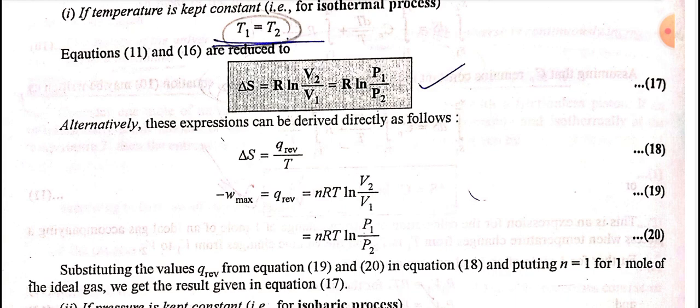If temperature is kept constant for an isothermal process, T1 is equal to T2. Hence equations 11 and 16 are reduced to delta S is equal to R ln V2 by V1 is equal to R ln P1 by P2. Alternatively, these expressions can be derived directly.